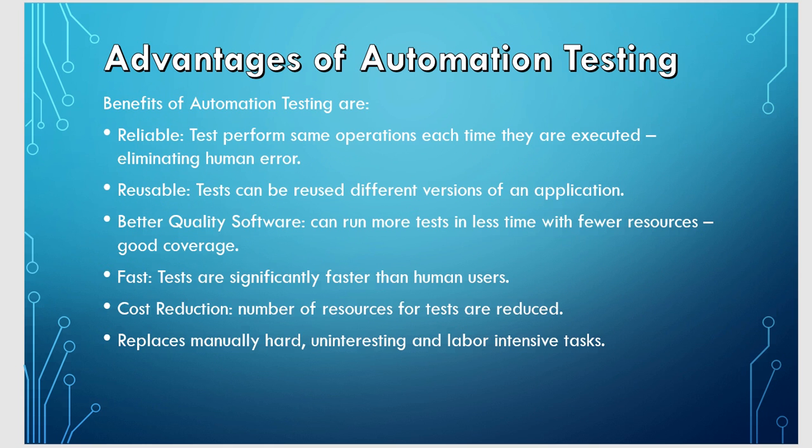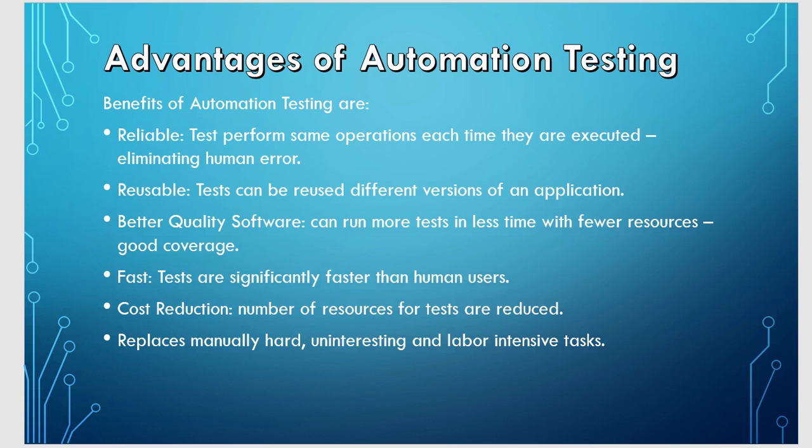Now let's see what the advantages of automation testing are. So here the benefits are: these are reliable. Tests perform the same operation each time they are executed, eliminating human error. Reusable. Tests can be reused on different versions of an application. Best quality software can run more tests in less time with fewer resources. Good coverage. Fast. Tests are significantly faster than human users. Cost reduction. The number of resources for tests is reduced. It replaces manually hard, uninteresting, and labor intensive tasks.